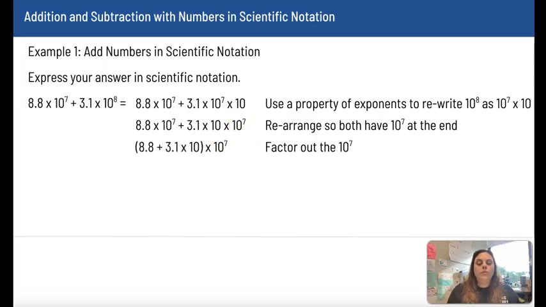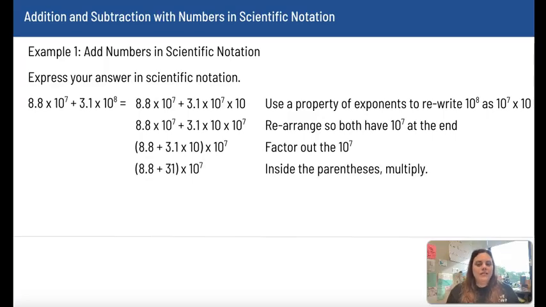Then we can regroup. The 10 to the 7 is part of both of these, so we can do 8.8 plus 3.1 times 10, all times 10 to the 7th. 3.1 times 10 is just 31. We just moved the decimal over one place. Then we have 8.8 plus 31, which is 39.8. So now we have actually added.